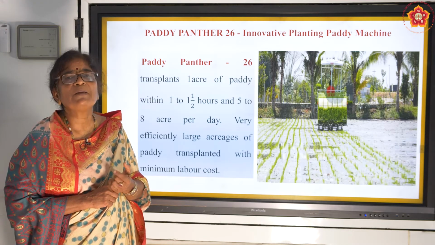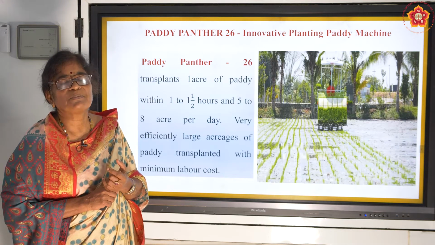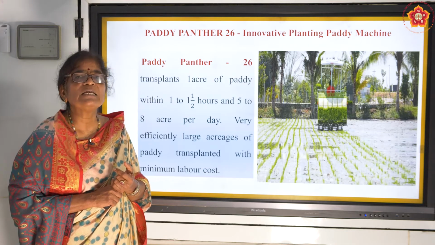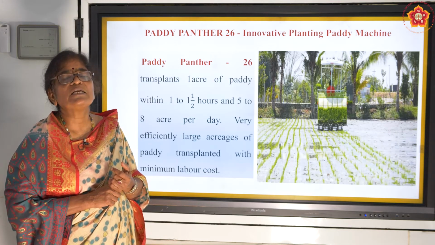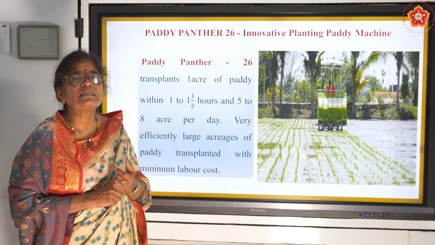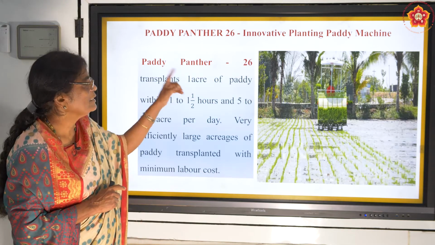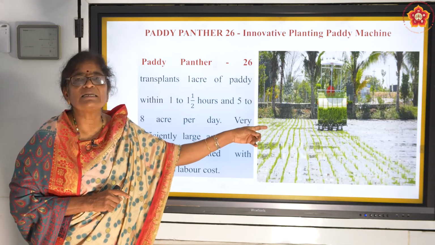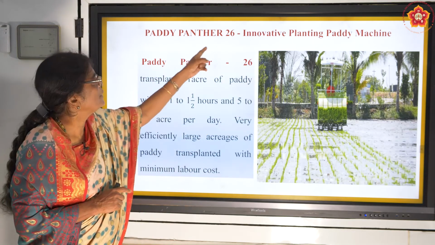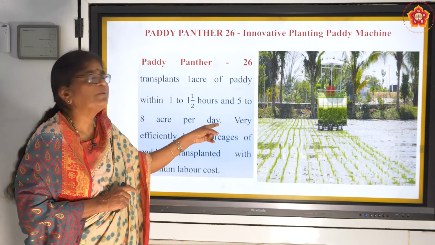But many people depend on rice. We can't keep the rice price very high. Therefore, as an alternative measure, by improving efficient technology, we have to keep the cost of production under control at a minimum. Thereby only can the agricultural industry in paddy production be profitable. For that sake, with continuous effort in technological progress, they found a machine called Paddy Panther 26. What happened? 1 to 1.5 hours, 5 to 8 acres per day.